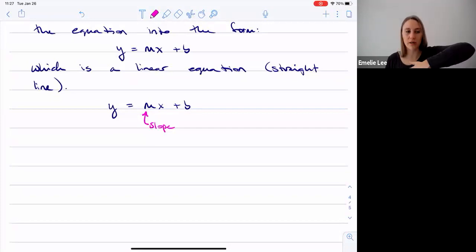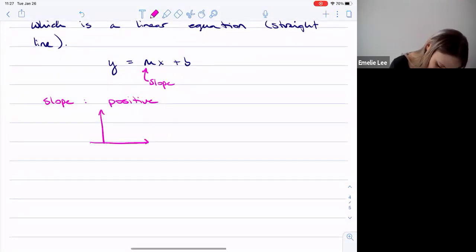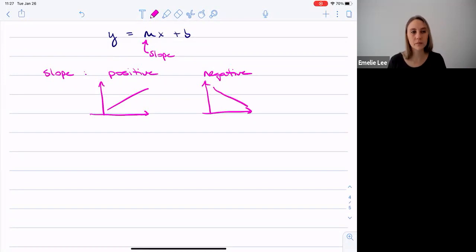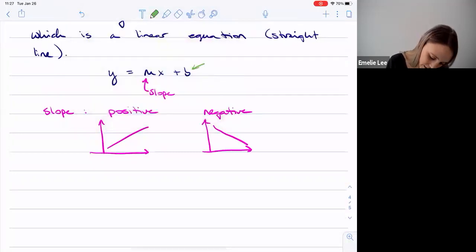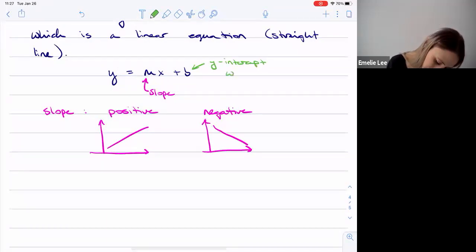The slope can be either positive or negative. A positive slope looks something like this, or it can be negative, which on your XY plane would look like this. It just depends on whether it's a positive or a negative number. Whereas the b here is the y-intercept, the value when x is 0, so where the line crosses the y-axis.